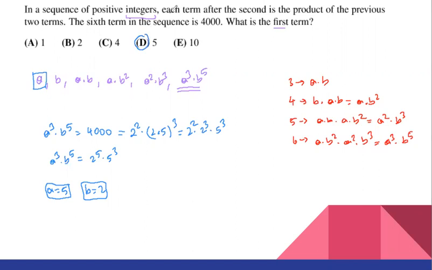This was number 22, as you see. That wasn't really bad, as long as you write out the terms and see how you can use what you are given. So that was actually helpful.